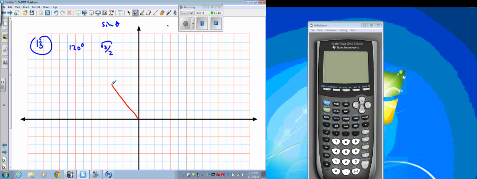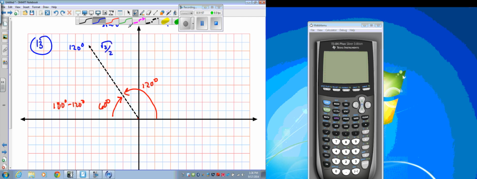Well, they're in the second quadrant, so they take 120 and subtract it from 180, that's 60 degrees. Everyone good with that? The reference angle is 60, and that's why you're getting the square root of 3 over 2, in a special angle function. And the cosine is going to be 1/2.